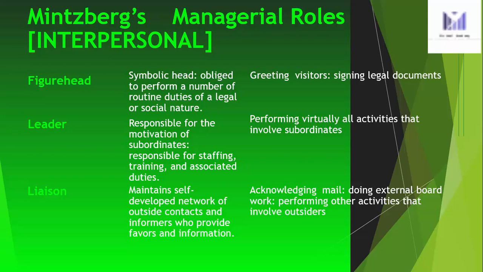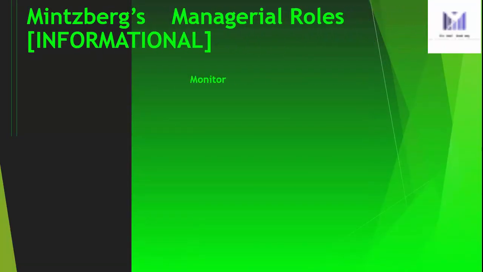Role 2, Leader. Responsible for the motivation of subordinates, responsible for staffing, training, and associated duties. Example, performing virtually all activities that involve subordinates. Role 3, Liaison. Maintains self-developed network of outside contacts and informers who provide favors and information. Example, acknowledging mail, doing external board work, performing other activities that involve outsiders.